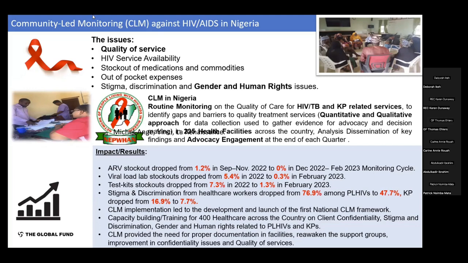I'm just asking. Okay, so from the key population, it has dropped from 16.9% to 7.7%. So these are some of the successes recorded. Then the CLM implementation led to the development and launch of the first national CLM framework. This is one of the significant achievements we have recorded in Nigeria, where we have a guiding document.